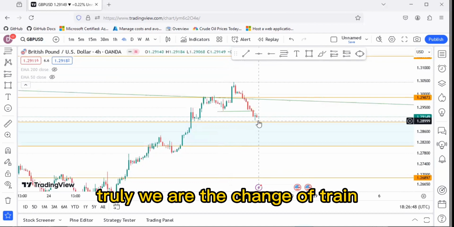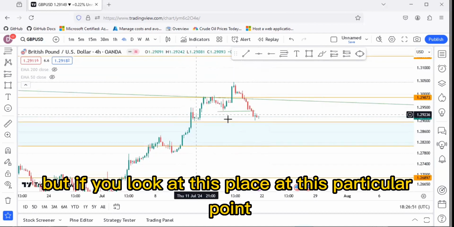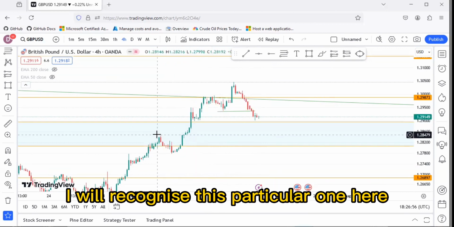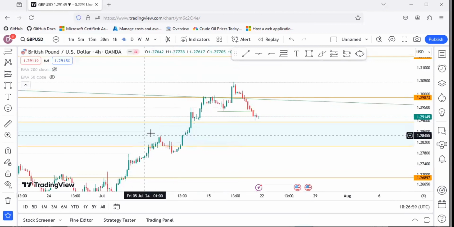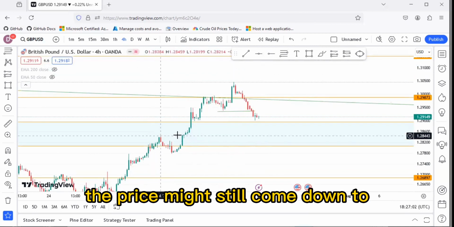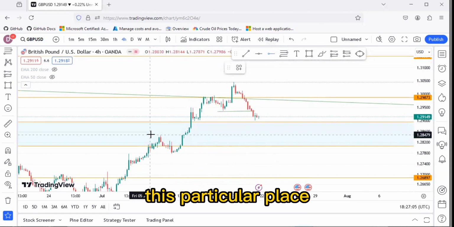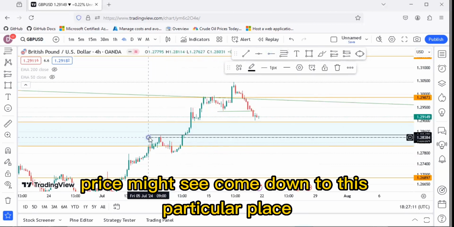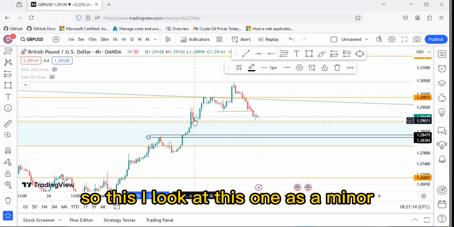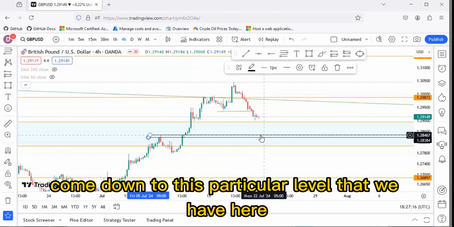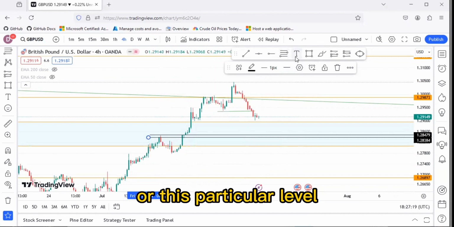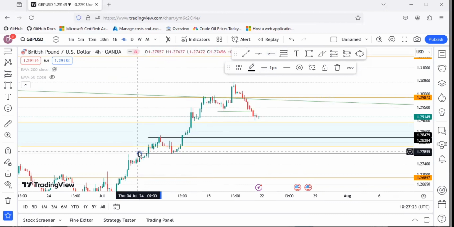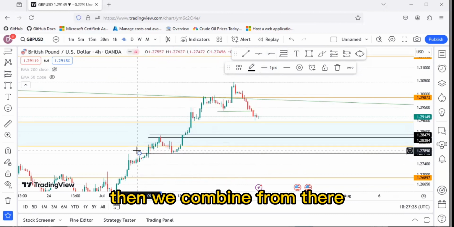Yes, truly we have a change of trend. But if you look at this point, there is a minor support there. Although I'm not going to recognize this support, rather I will recognize this particular one here. So there is a tendency that the price might still come down to this place. I look at this one as a minor support. If price comes down to this level, or this level, either of these two, then we can buy from there.